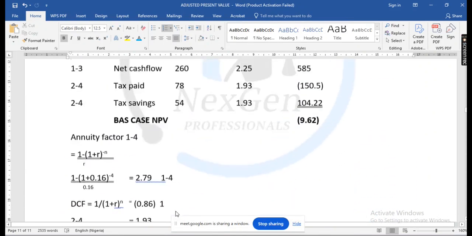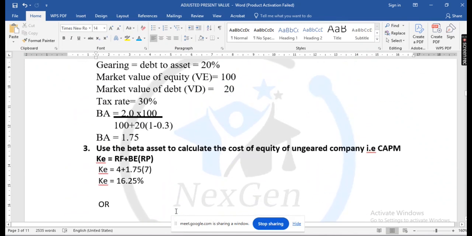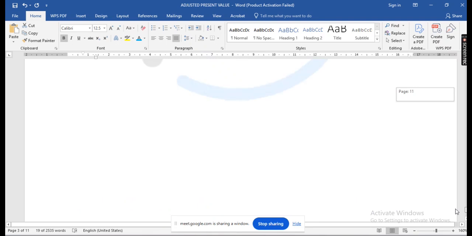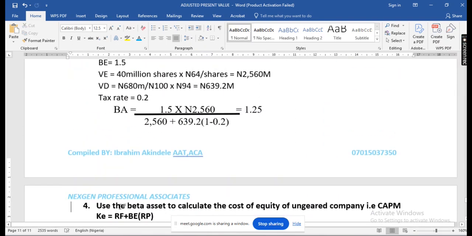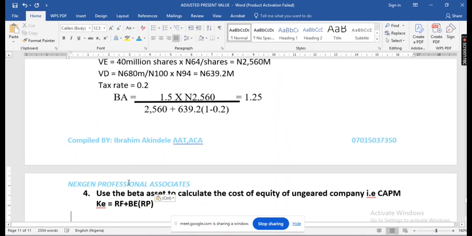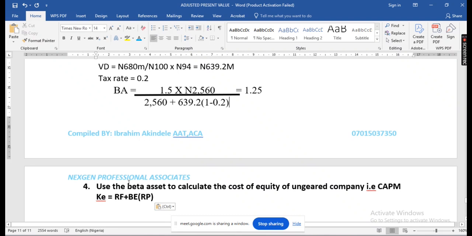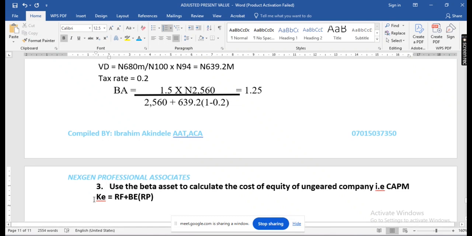So quickly, let me copy this. Where is this? Let me quickly copy this and paste it to the last page. Okay. Please, if you don't understand, let me know. If you don't understand, that means you did not go back to the previous lecture on adjusted present value.